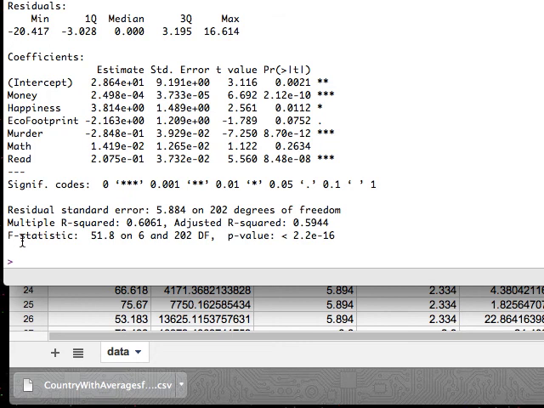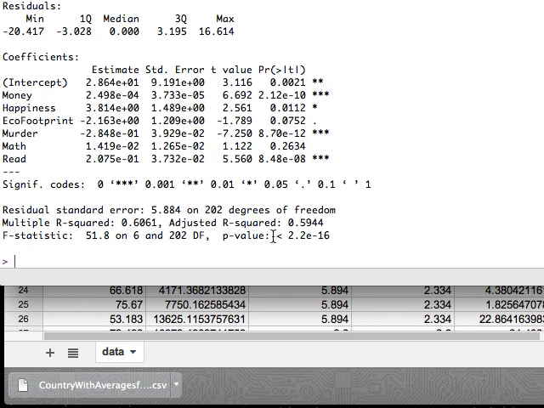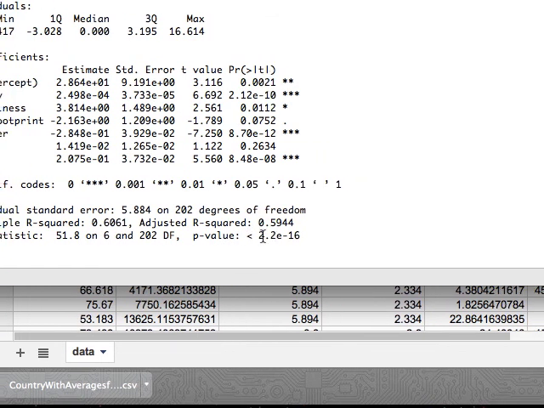Does this model predict? Yes, that's what this p-value is showing.